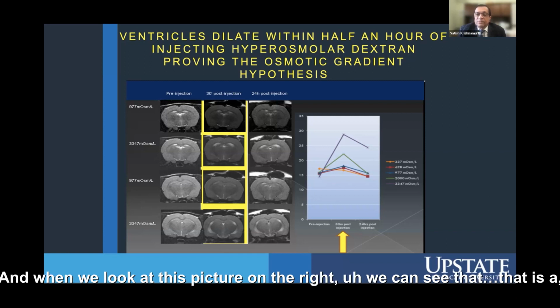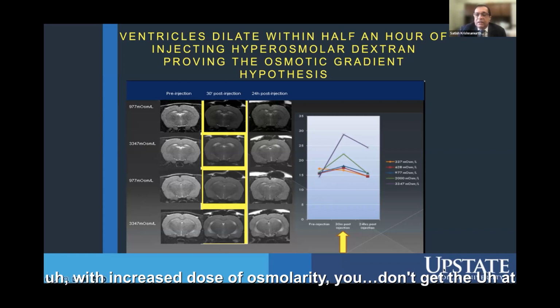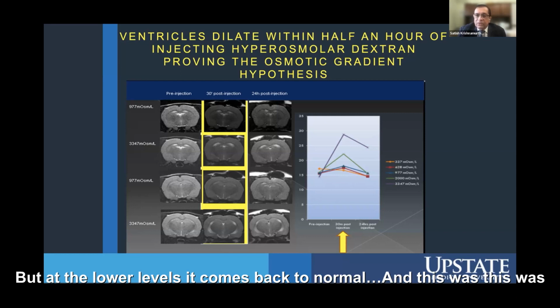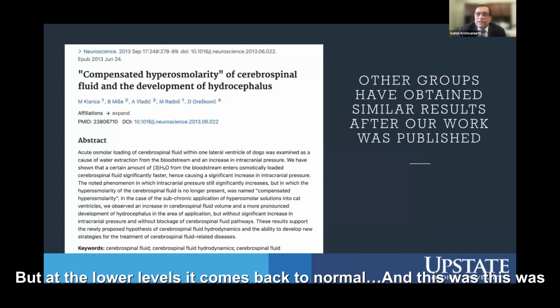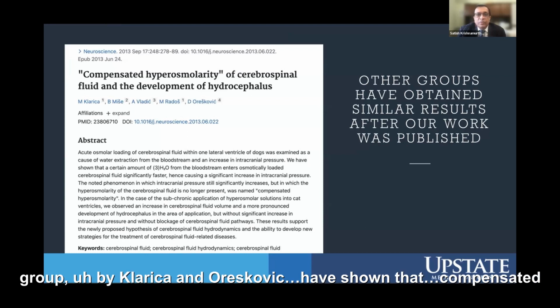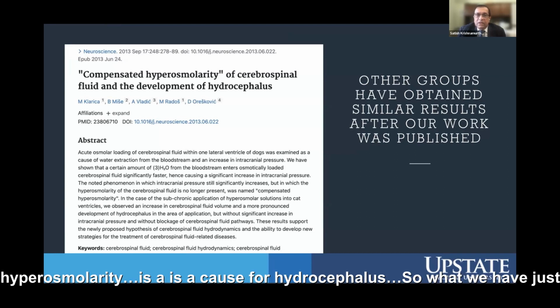And when we look at this picture on the right, we can see that with an increased dose of osmolarity, at 24 hours post-injection you won't get the ventricles back to normal. But at the lower levels, it comes back to normal. And this was actually corroborated by other people, and the Croatian group, Klarica and Oreskovic, have shown that compensated hyperosmolarity is a cause for hydrocephalus.